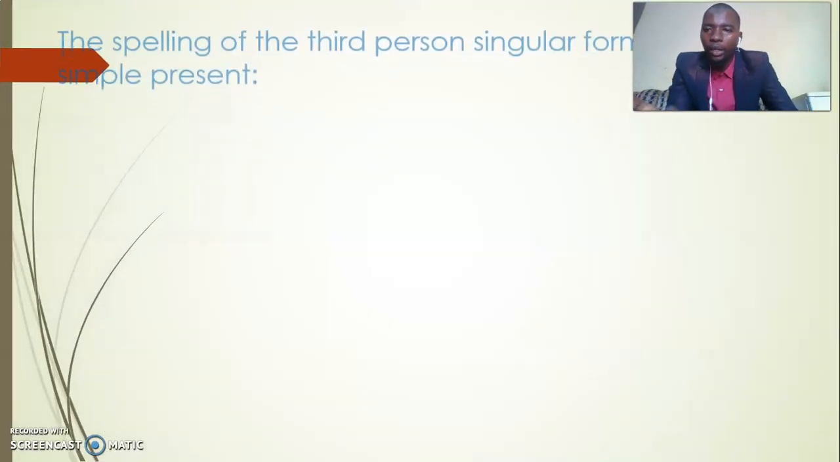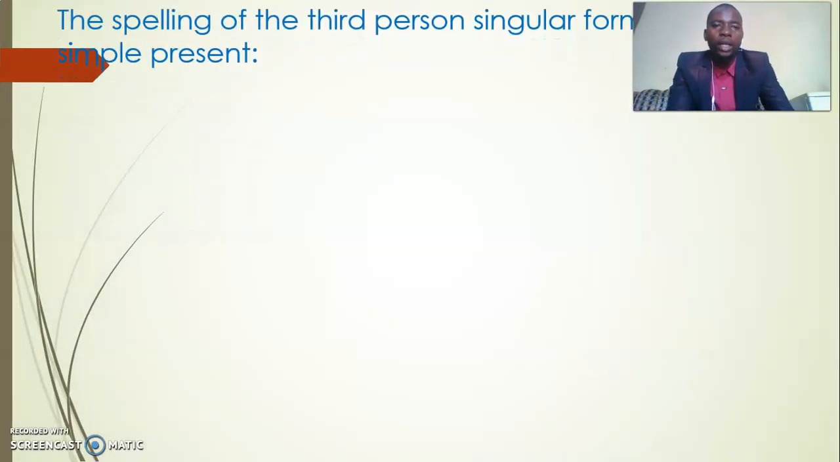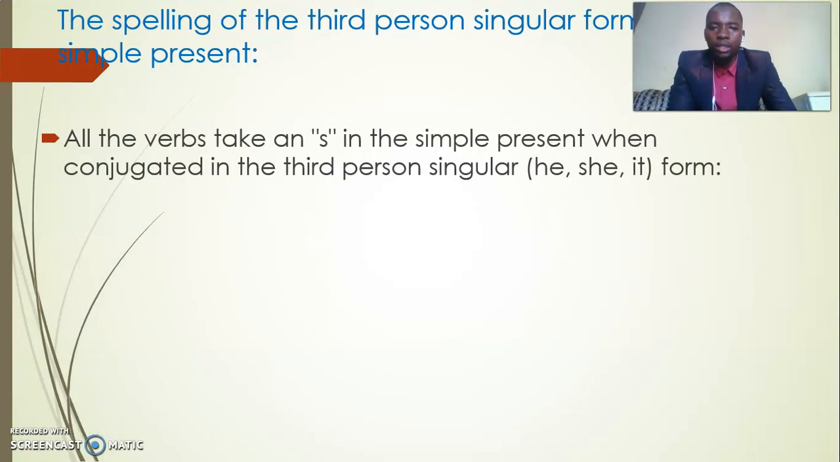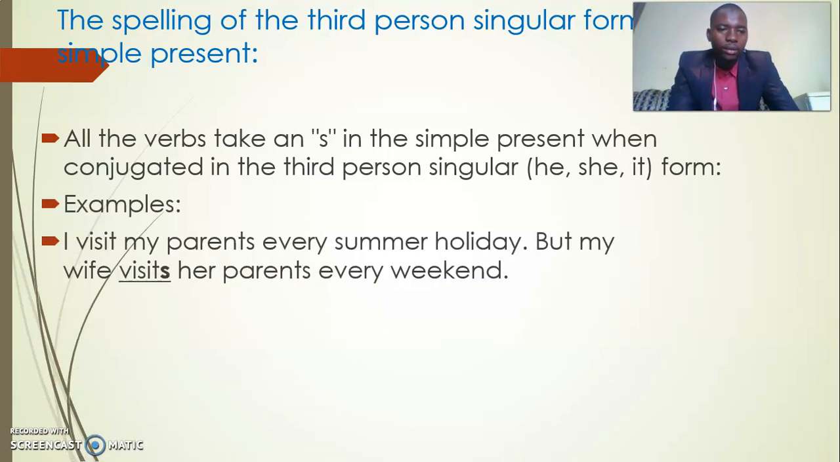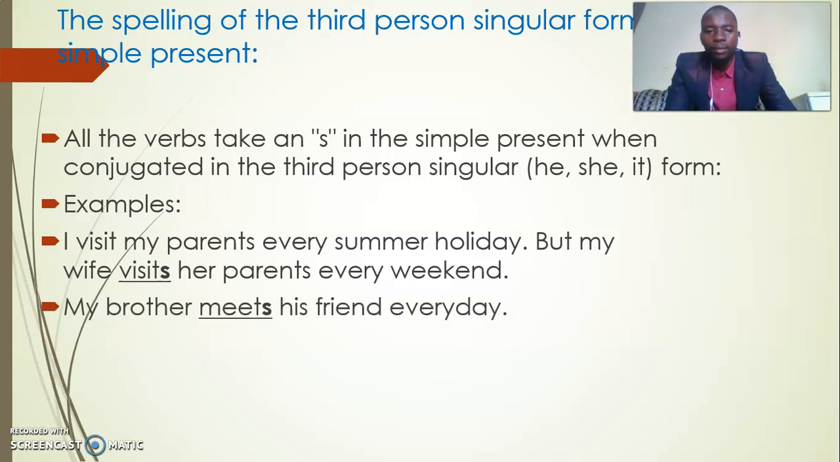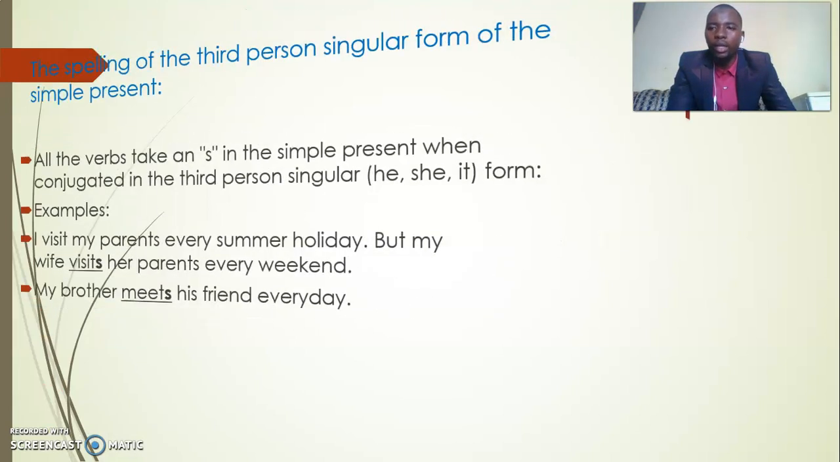And from there again, we are going to talk about some spelling rules at the level of the third person singular in the simple present tense. All the verbs take an S in the simple present tense when conjugated in the third person singular, he, she, and it. Examples. I visit my parents every summer holiday, but my wife visits her parents every weekend. My brother meets his friend every day.